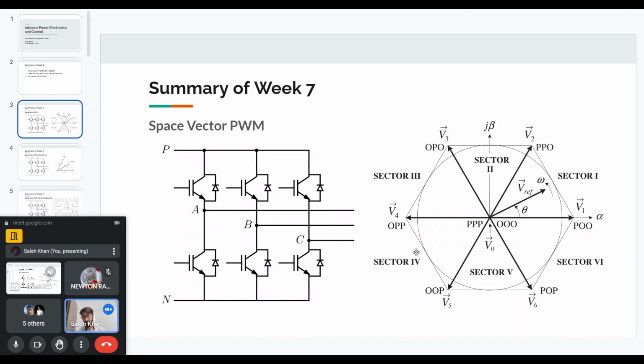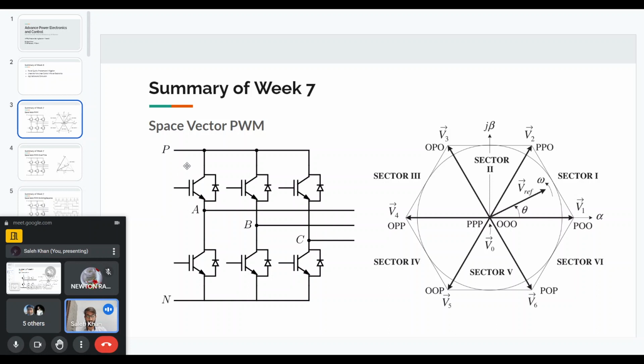So this diagram that you see here, what does it mean? First of all, if we look at the circuit, we have three legs for three phases, A, B, and C. Let us make a convention that whenever the top switch in each leg is on, we call that state P for that phase.